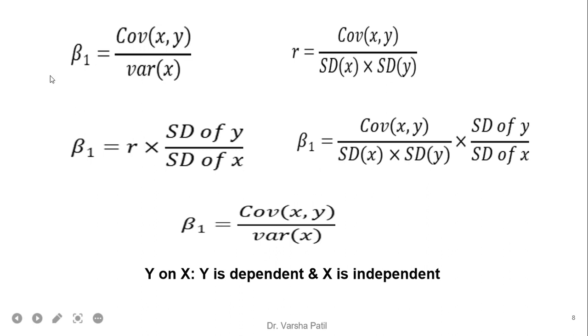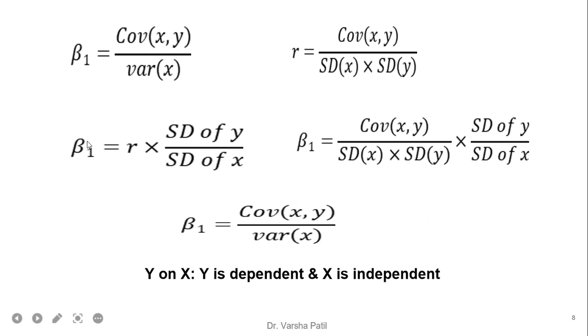Now we will see the relationship. When we see the formula of beta 1, that is the slope, it is covariance of xy divided by variance of x. This I have already covered in my previous video of linear regression, that is beta 1, the slope, is equal to covariance of xy divided by variance of x, and the correlation coefficient is covariance of xy divided by standard deviation of x into standard deviation of y.